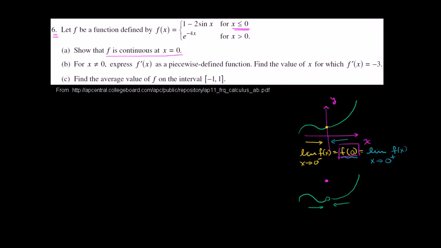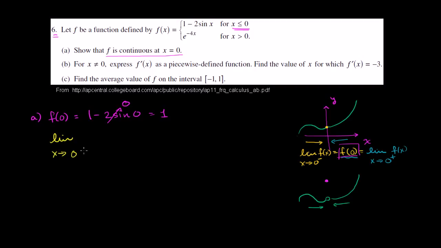First of all, let's think about the value of the function there. Remember, we're doing part A. f of 0 is equal to, we're going to use this first case because that's the case for x less than or equal to 0. So f of 0 is 1 minus 2 sine of 0. Well, sine of 0 is 0. 2 times 0 is 0. So this whole thing is 0. 1 minus 0 is 1. Fair enough.